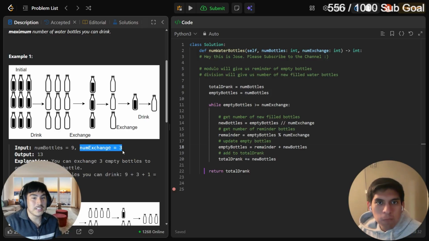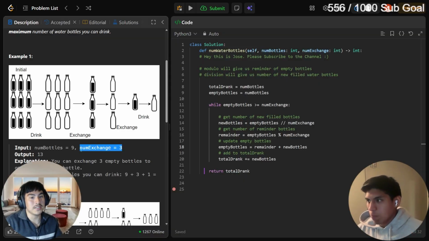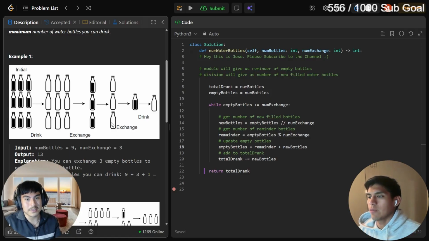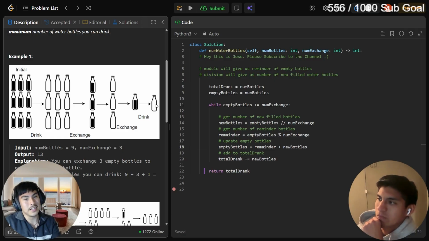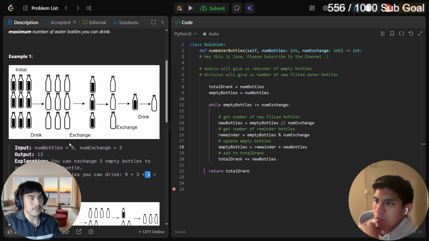With numExchange being 3, you could exchange 3 empty bottles for one full bottle. Since you have 9 empty bottles, you can exchange 3 times because the rate is 3. So now you got 3 full bottles. Again, you drink the 3 bottles, now you have 3 empty bottles. And lastly, you can exchange that again for one more full water bottle, and then you get an empty bottle. So that's how you come up with the 9 plus 3 plus 1, right? And that's basically it with that.